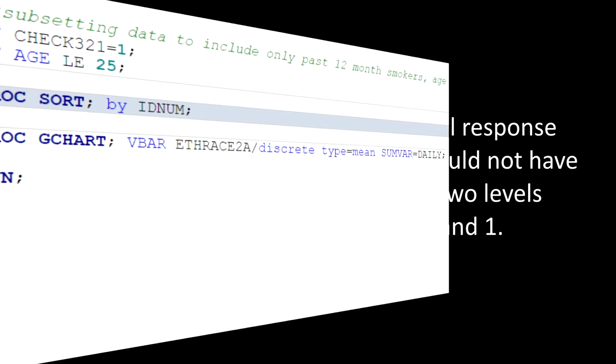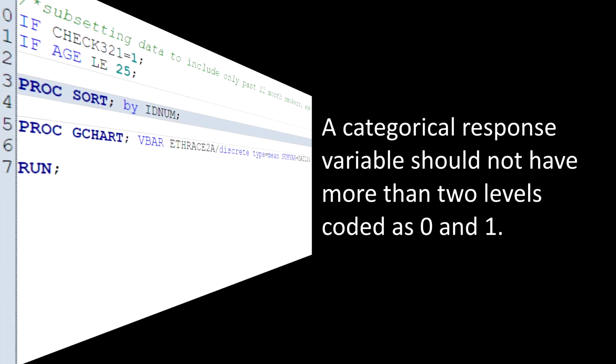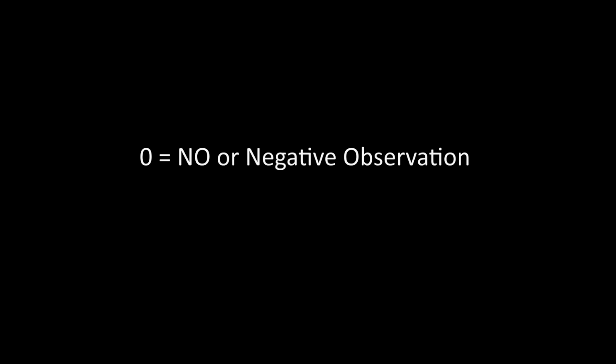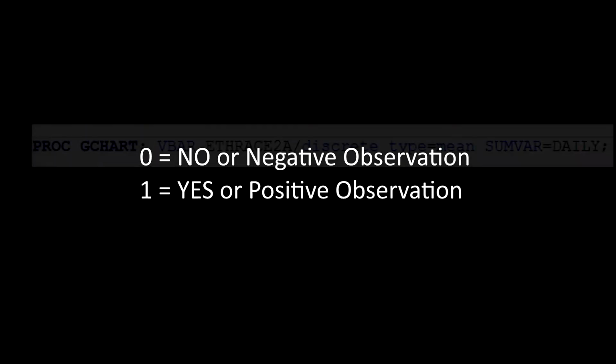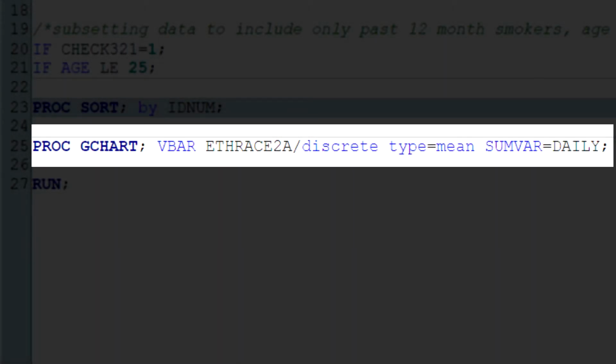Remember, our categorical response variable should not have more than two categories or levels, and those two categories should be coded as 0 and 1. 0 represents no or negative observations, and 1 represents yes or positive observations. In this format, requesting the mean of a categorical response variable actually gives us the proportion of 1s or positive observations.